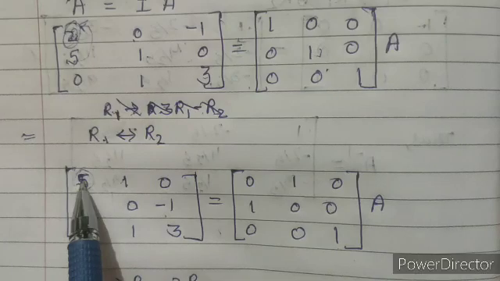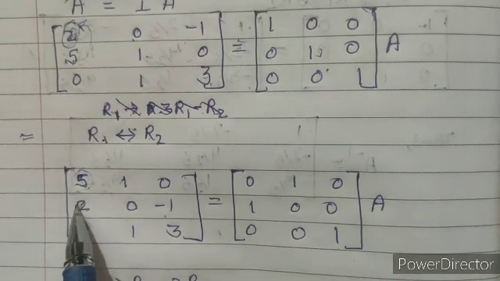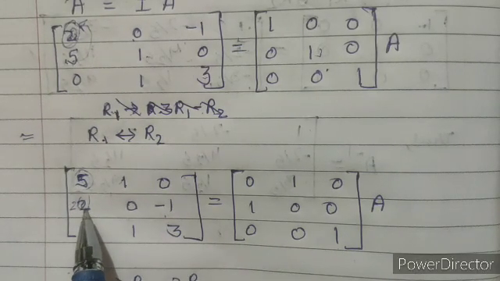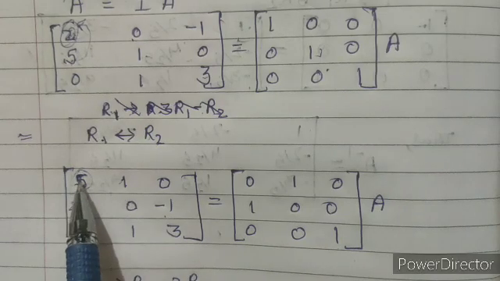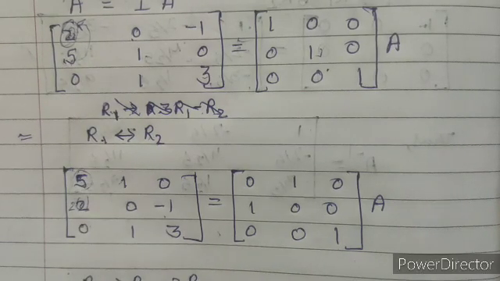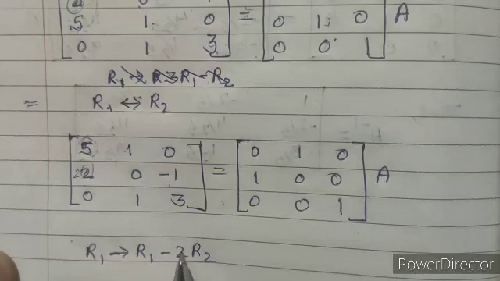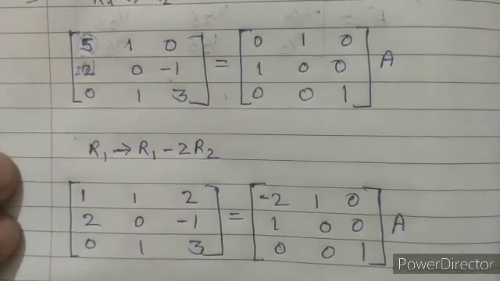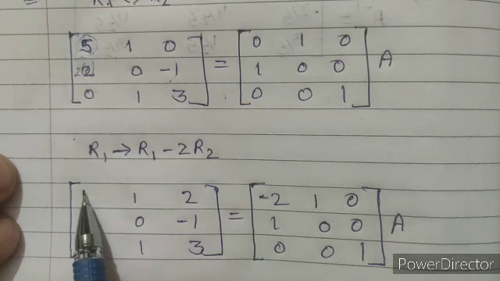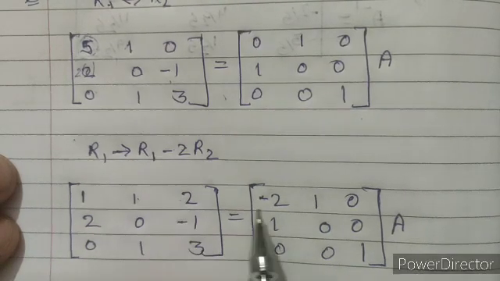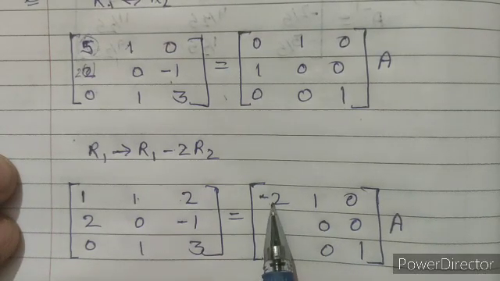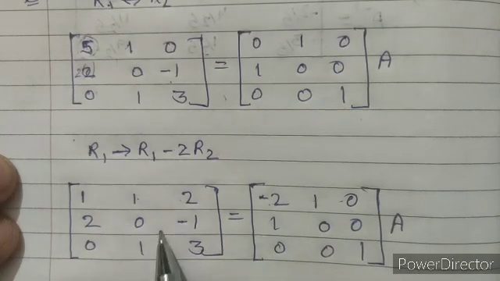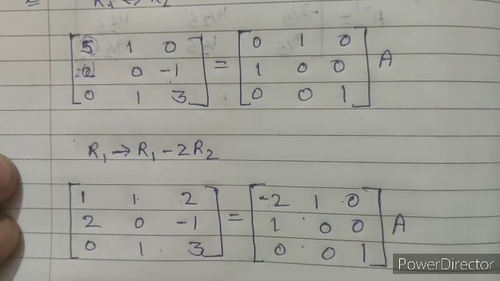Now 5 minus 4 will give us 1. That is 5 minus 2 into 2 will give us 1. That means we have to apply the transformation R1 changes to R1 minus 2 into R2. And this is giving us row 1 as 1 1 2, and on the right hand side row 1 as minus 2 1 0. Other two rows will remain same.